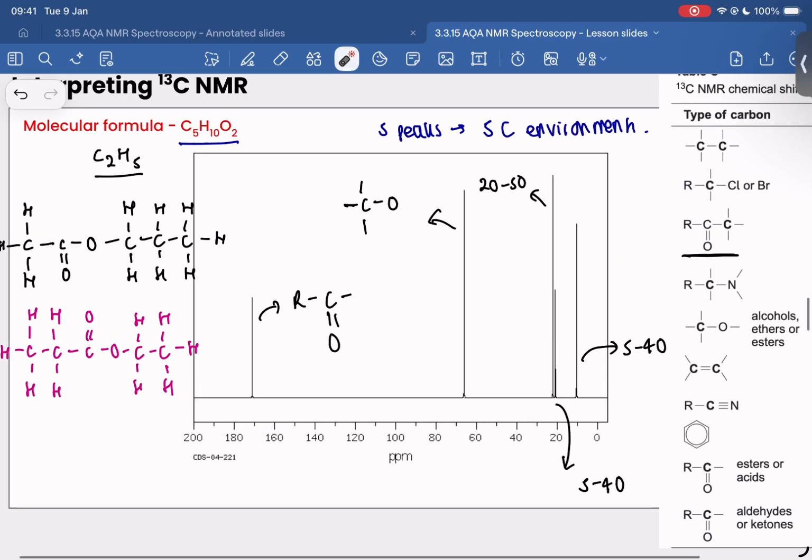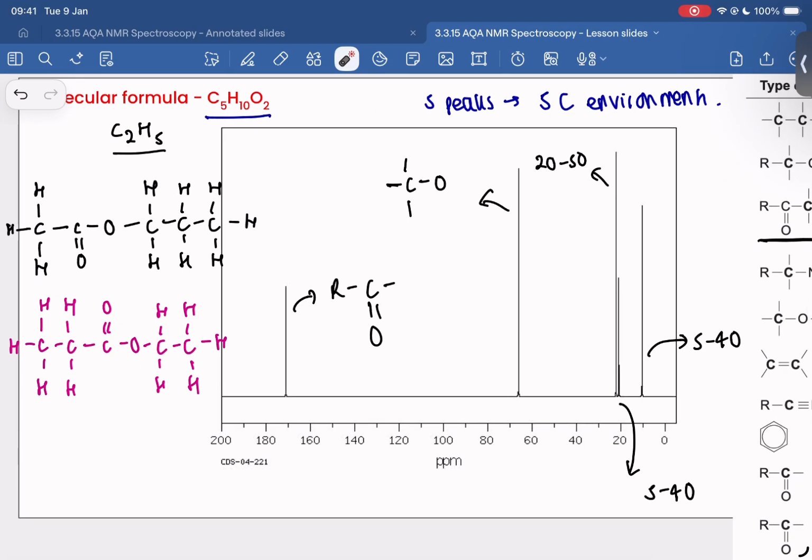Okay, how come you didn't use the carbon bonded to O? Which carbon bonded to O? Is it the double bond O or the single bond O? It doesn't really matter which position you put the C double bond O in, the single bond O.